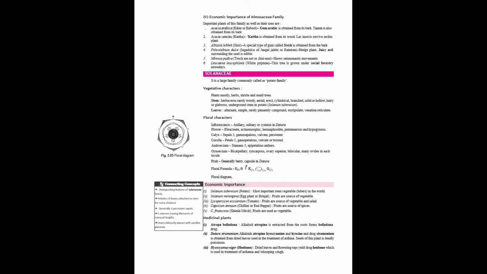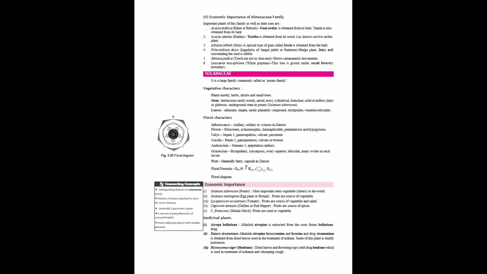Floral characters. Inflorescence solitary, axillary or cymose as in Solanum. Flower bisexual, actinomorphic. Calyx, sepals 5, united, persistent, valvate aestivation. Corolla, petals 5, united, valvate aestivation. Androecium, stamens 5, epipetalous. Gynoecium, bicarpellary, syncarpous, ovary superior, bilocular, placenta swollen with many ovules. Fruits, berry or capsule. Seeds many, endospermous.